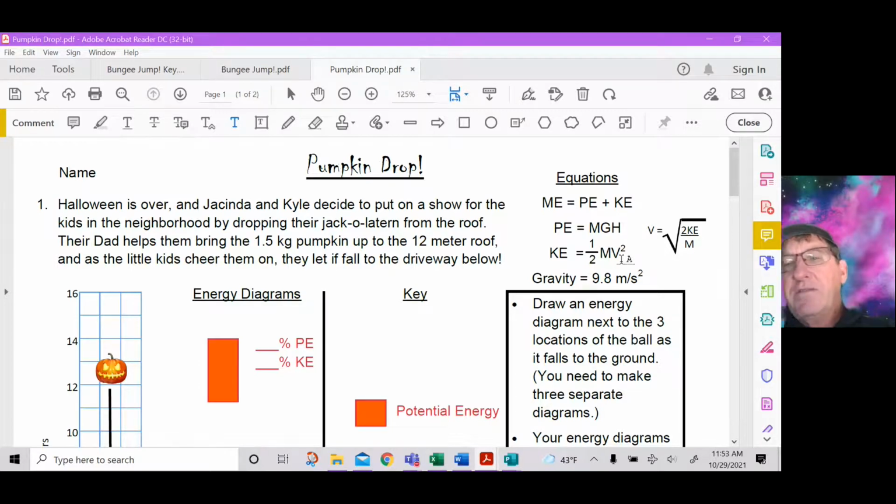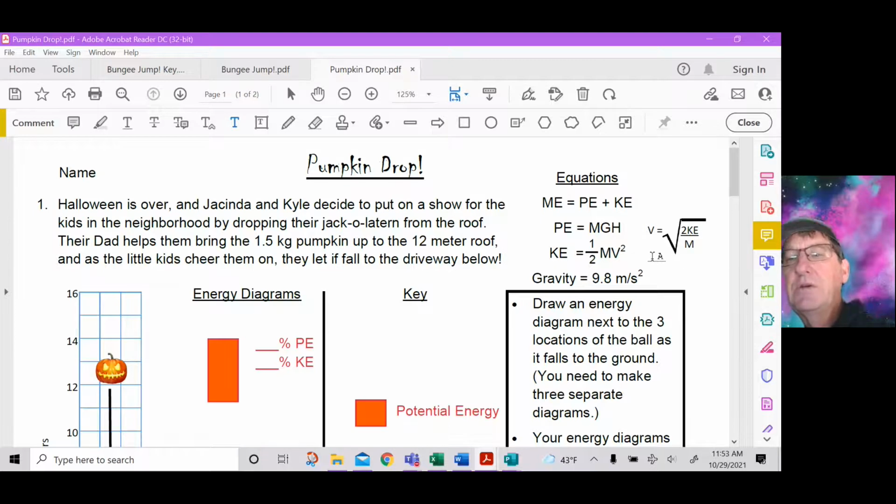So to find v by itself, I have to take the square root of v squared. But if I take the square root of this side, I have to take the square root of this side also, which gives me v equals the square root of 2ke over m.